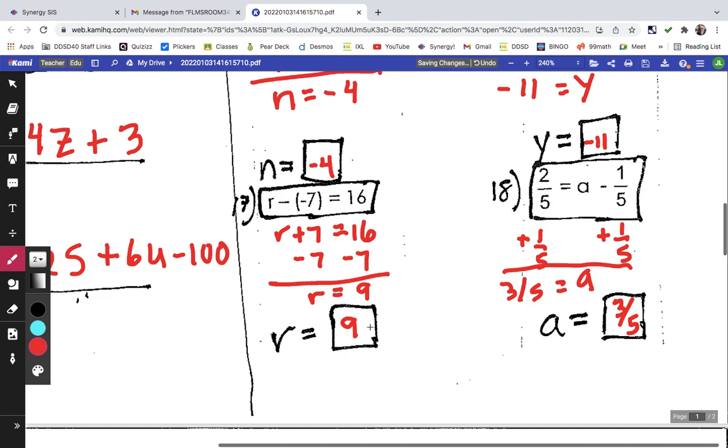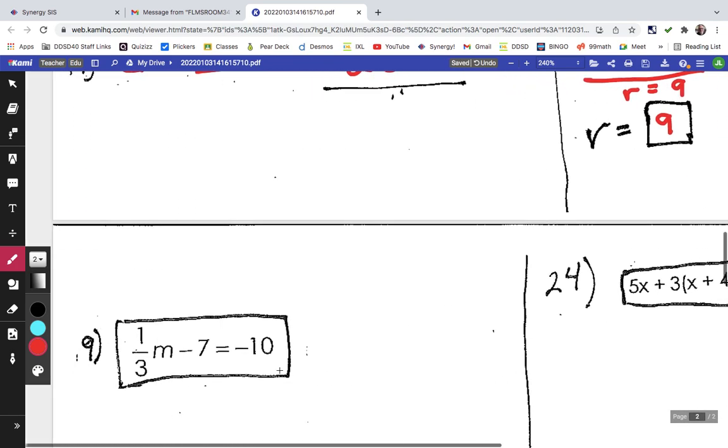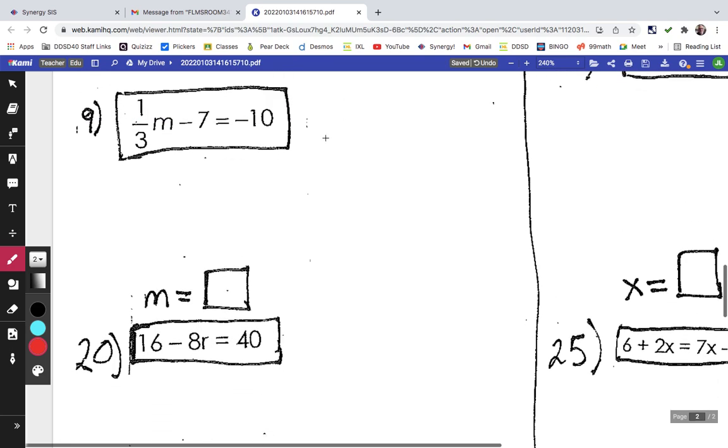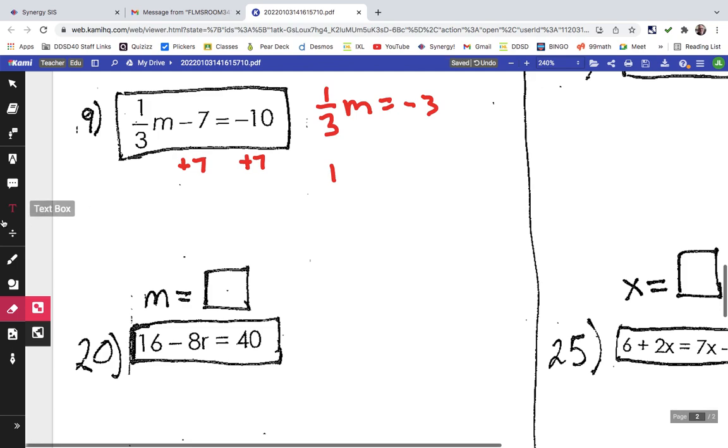Okay, on to the back side of the test. Problem number 19. I'm going to add 7 to both sides to keep it balanced and create a 0. In fact, I'm going to do it over here. I'm going to rewrite it because I'm going to run out of space down there. 1/3 m equals -10 plus 7, that's -3. So I'm going to rewrite this. Not negative. There we go.